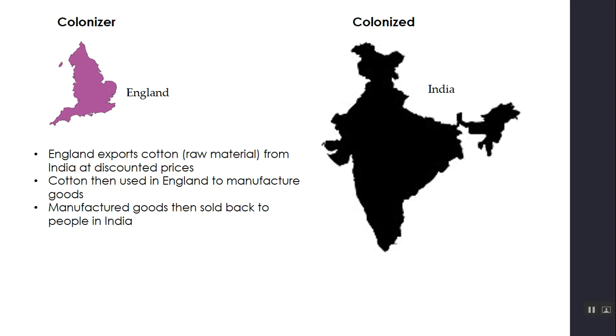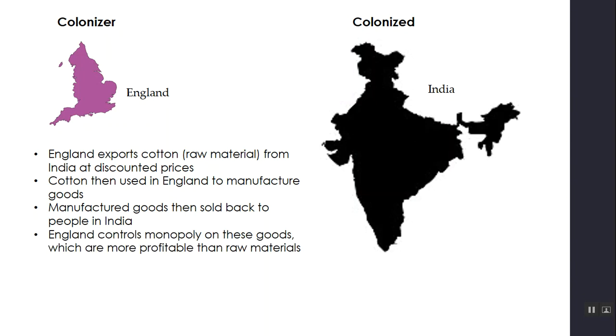So the profit is really happening on the English side and not the Indian side, right? Because they're buying that raw material at a discounted price. And so England controls a monopoly on these goods, which are more profitable than the raw materials. So even after these countries gained independence, these economic systems were in place, and many of them have held fast to today, and you already had that wealth gap that was just set up and perpetuated. And so this lays the path for an export and natural resource based economy as opposed to a manufacturing economy.